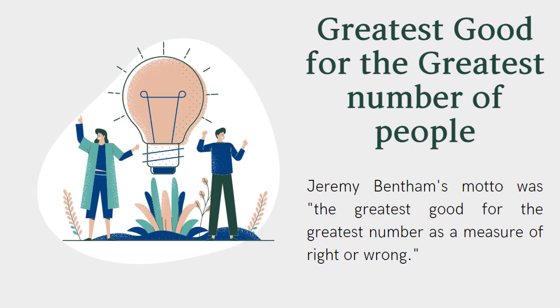This is the motto of this theory: the greatest good for the greatest number of people. This motto is the measure of right or wrong, and this is very important to distinguish this theory from egoism, which only caters to the individual self, but not the greatest good for the greatest number of people. So this is what distinguishes this theory from egoism.